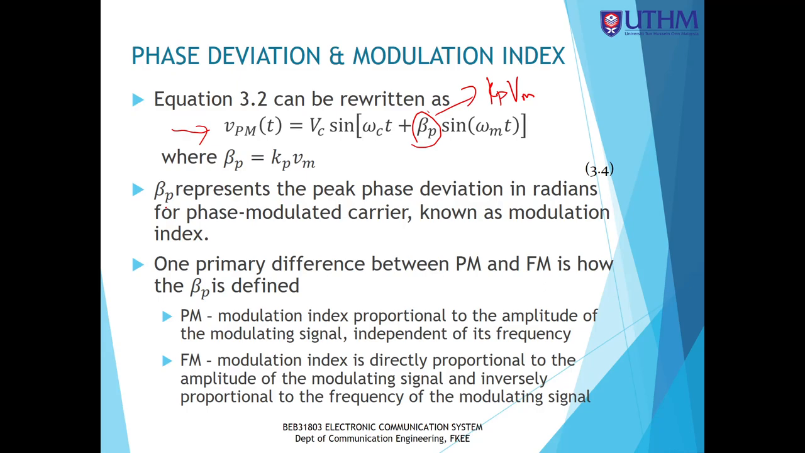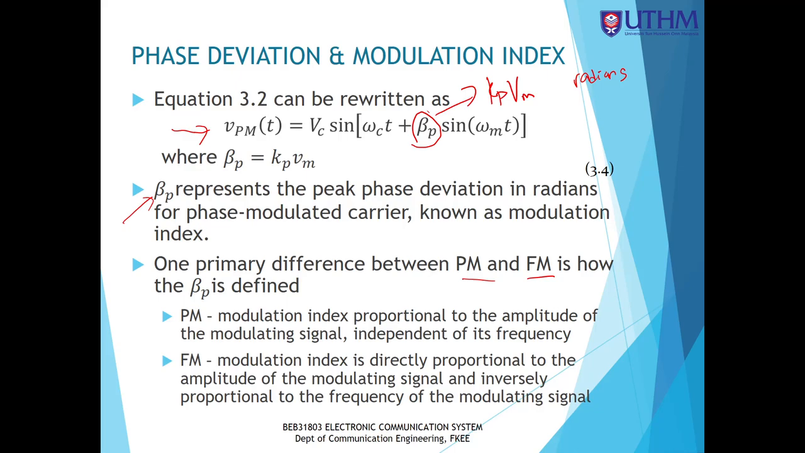So KPVM is actually representing the modulation index for the phase modulation PM, which has the unit of radians. Okay, radians. So beta P represents the peak phase deviation in radians for the phase modulated carrier, known as the modulation index. So this is called the modulation index for PM. Okay, the modulation index for PM.